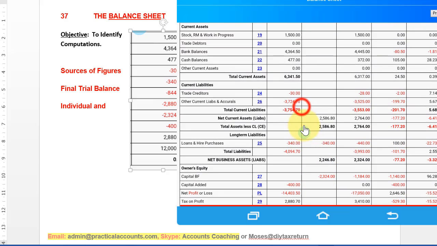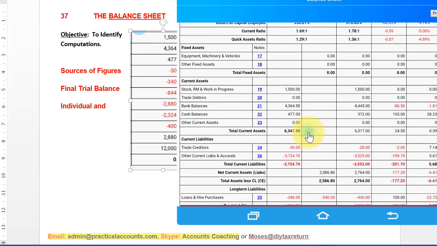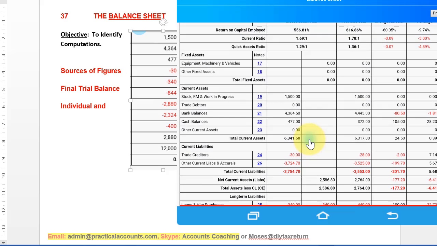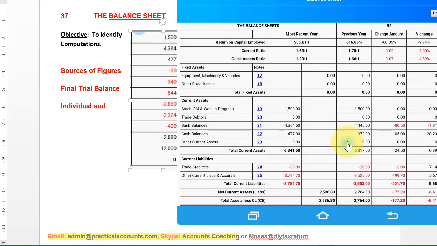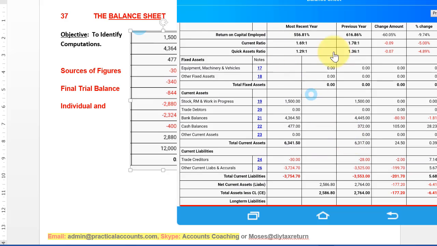Let's start at the top here, how these computations are done. Let's ignore these ratios up there for the sake of simplicity. Now, these two columns are for the most recent year, and this one is for the previous year. You remember we did record the previous year balances for comparison purposes.